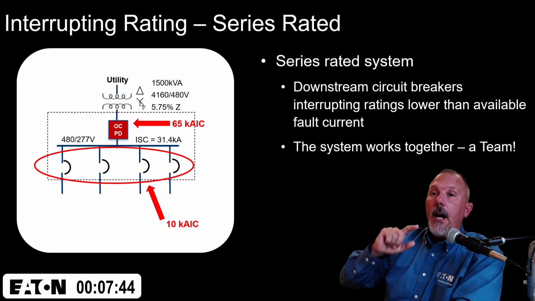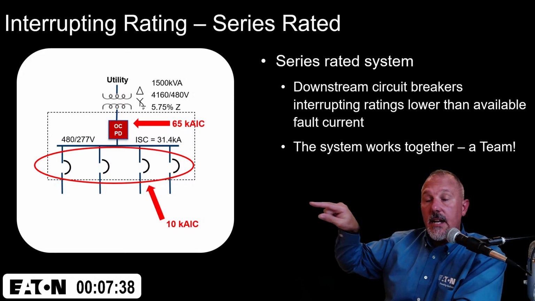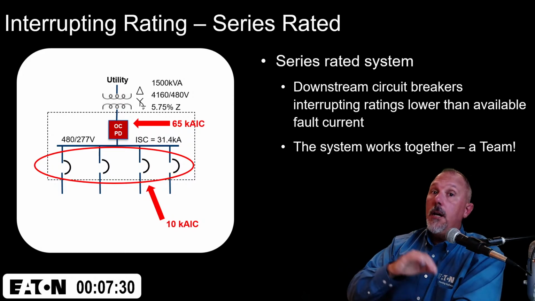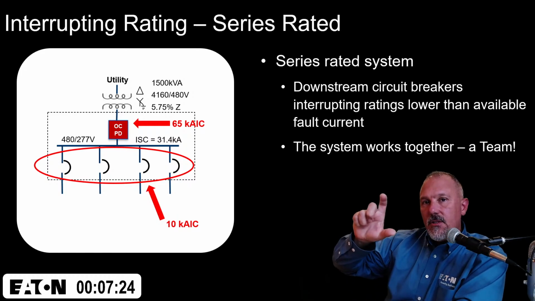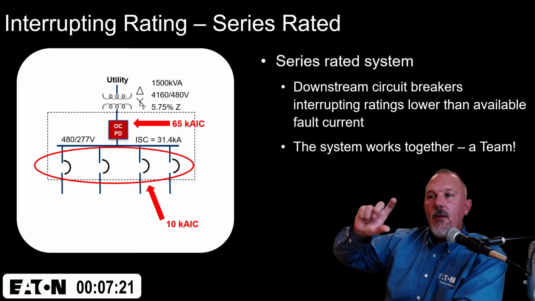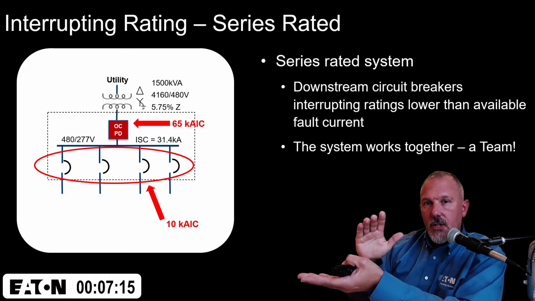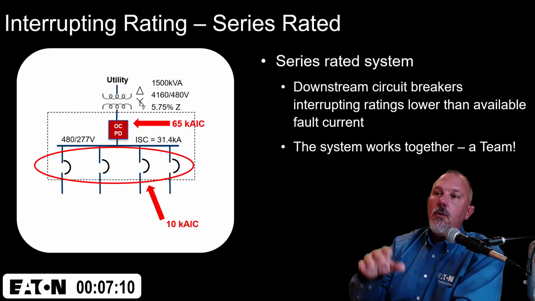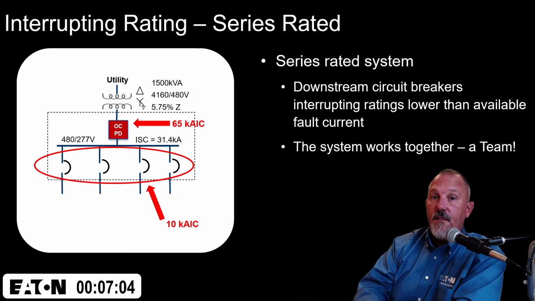All right, so I have a 65K interrupting rating breaker upstream, and I have 10,000 amp interrupting rated breakers downstream. You would say, well, if that downstream breaker sees 31,000 amps, remember the video, kaboom, right? Not the case, because in a series rated system, I test those devices together, and I make sure that when you see up to 65,000 amps, both overcurrent devices are going to start to open, and just like Napoleon, we divide and we conquer. So the overcurrent devices together will interrupt, and neither of them will fail.